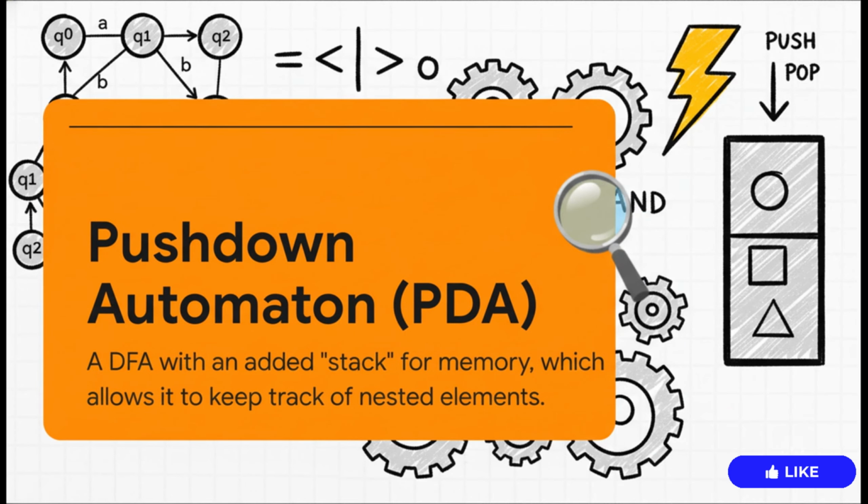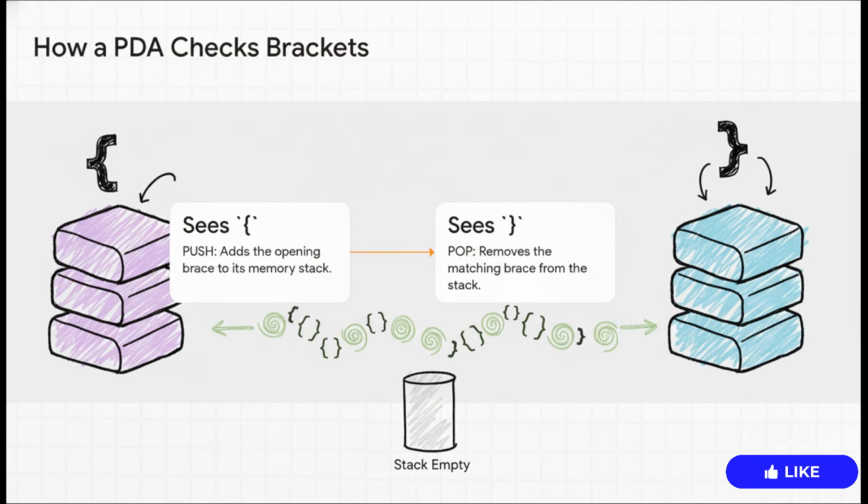We need a Push Down Automata, or PDA. And what it is, really, is a DFA with a superpower. It has a memory storage unit called a stack. Okay, the way this stack memory works is actually so clever. Just think of it like a stack of plates. When the PDA sees an opening brace, it pushes it onto the top of the stack. Then, when it sees a closing brace, it pops the top one off. If the stack is totally empty by the end, you know all the brackets are perfectly matched.